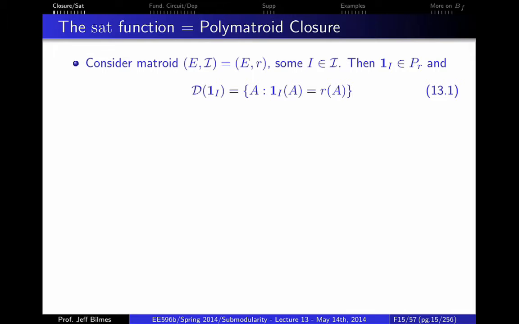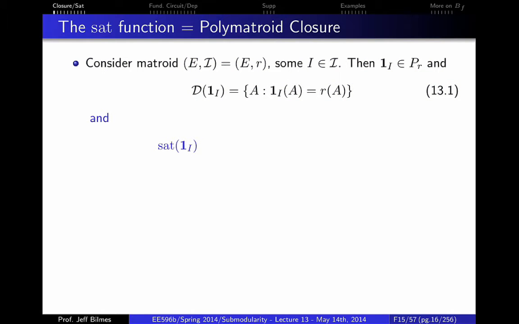And so the SAT function, we're going to see it as a polymatroidal closure function. So in the matroid case, basically, let's choose an independent set and then choose this vector, which is the incidence vector of an independent set, and then the set of tight sets are basically all A such that 1 I of A is equal to R of A, where R is the matroid rank function. So it's a matroid polytope in this particular case.